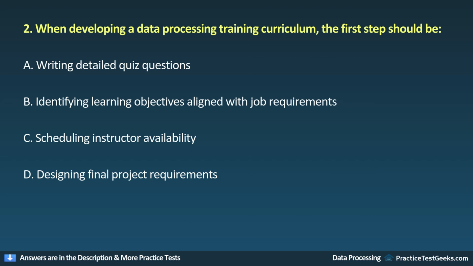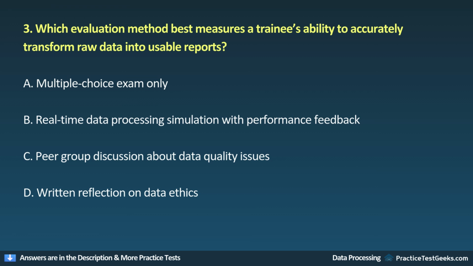2. When developing a data processing training curriculum, the first step should be: A. Writing detailed quiz questions. B. Identifying learning objectives aligned with job requirements. C. Scheduling instructor availability. D. Designing final project requirements.